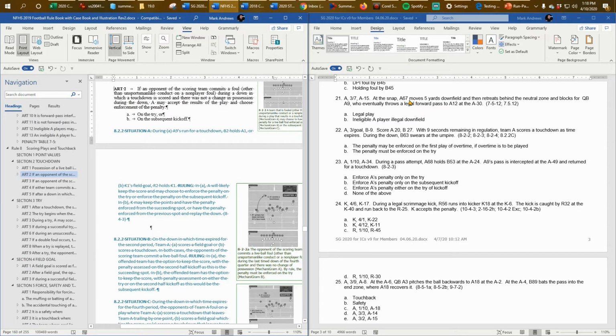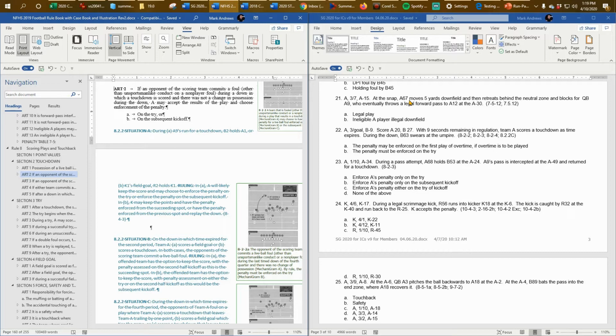Question 22. Third and goal at the B9, score A20, B27. With 9 seconds remaining in regulation, Team A scores a touchdown as time expires. During the down, B63 swears at the umpire. So we've got an unsportsmanlike conduct foul, right?